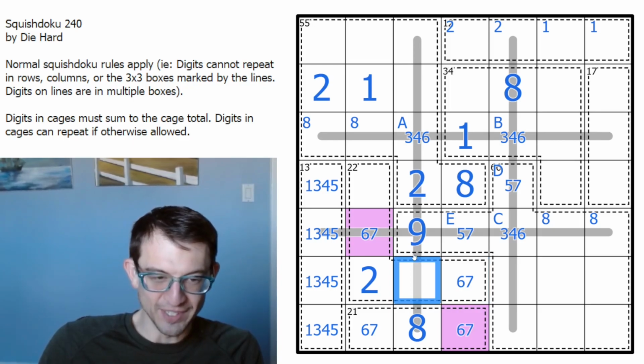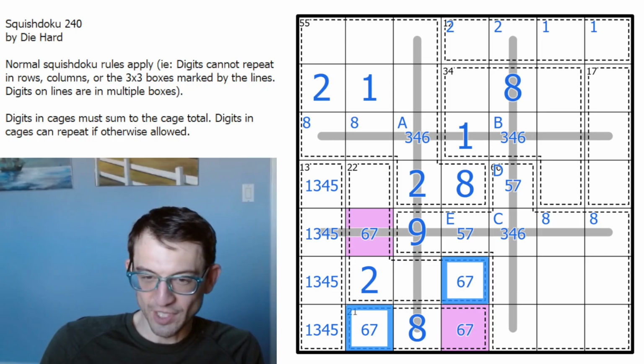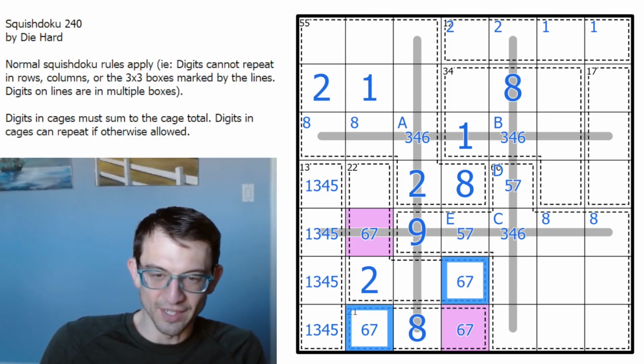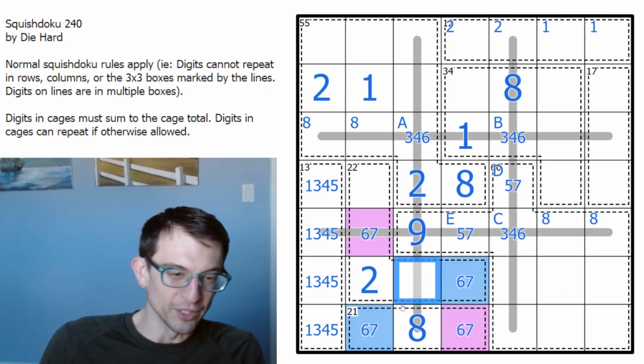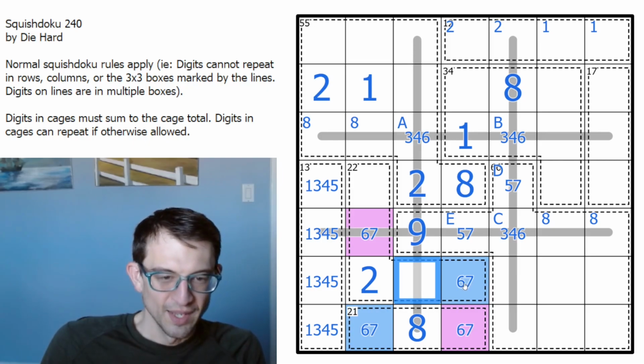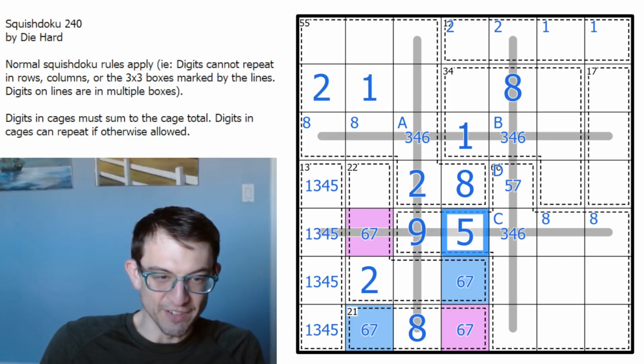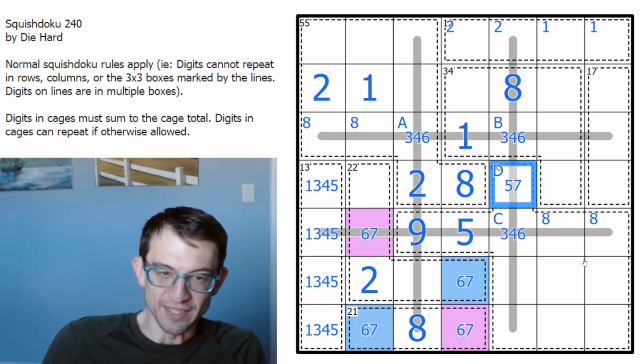I can't put 6 or 7 here given this purple cell. So these are going to be the same digit. I don't know what it is. Let's get a little more contrast. Call that blue. And now I have a 6, 7 pair here, which sees E. So now E is actually a 5, which makes D 7.